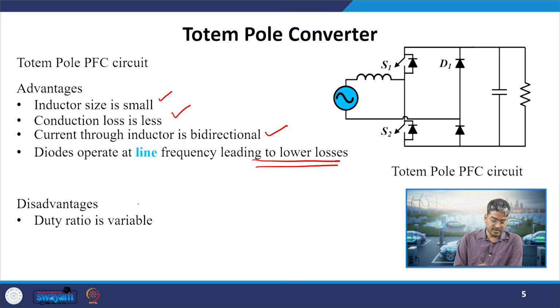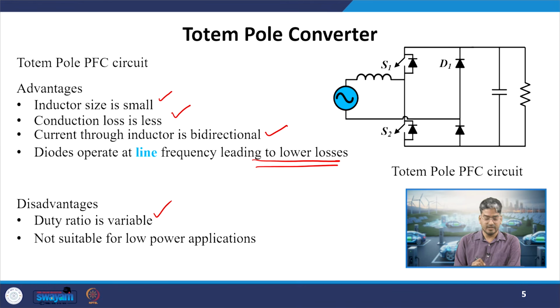Demerit: the duty ratio is variable. When we go into the analysis, we will see that the duty ratio will be proportional to your supply voltage, which is an AC. So it will also have a variable duty ratio. It is not suitable for low power applications.